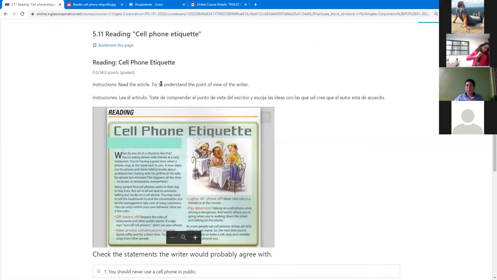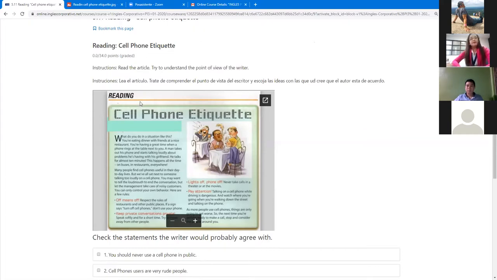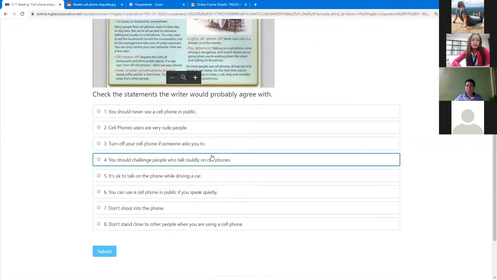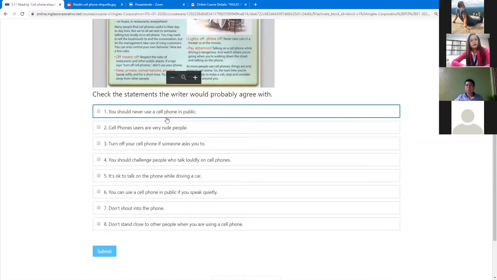Read the article, try to understand the point of view of the writer, right? And then check the statements the writer will probably agree with. The person who wrote this will probably agree with this: You should never use a cell phone in public. No. No? Okay. If you have a different opinion, people, you can tell me.